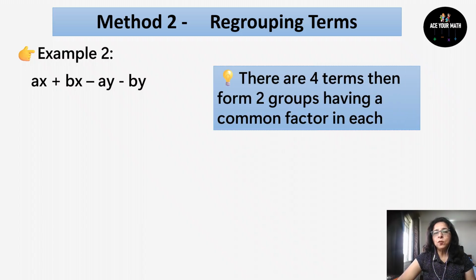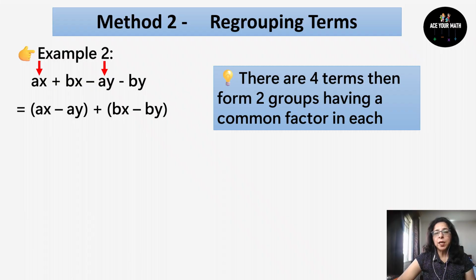So for regrouping, you will see which two terms have something common in them. So if you see ax and ay, they both have a common in them, and bx and by, they have b common in them. So you can form groups here. So you can form groups like ax minus ay plus bx minus by. Now what is the next step? Now you can use common factor method.